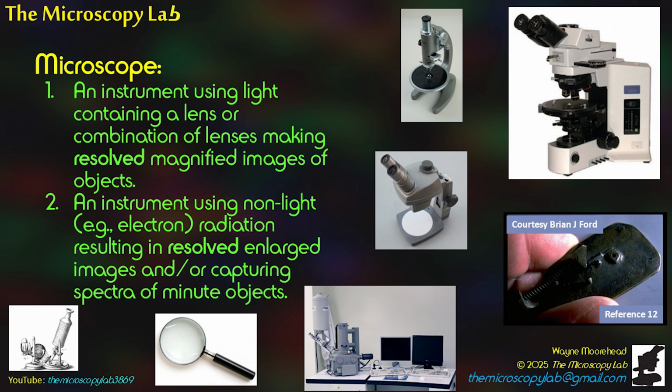A microscope is a device containing a lens or combination of lenses using light or other kinds of radiation, resulting in a resolved, enlarged image of an object. The microscope can be something as simple as a hand lens, or as sophisticated as an electron microscope with various detectors.